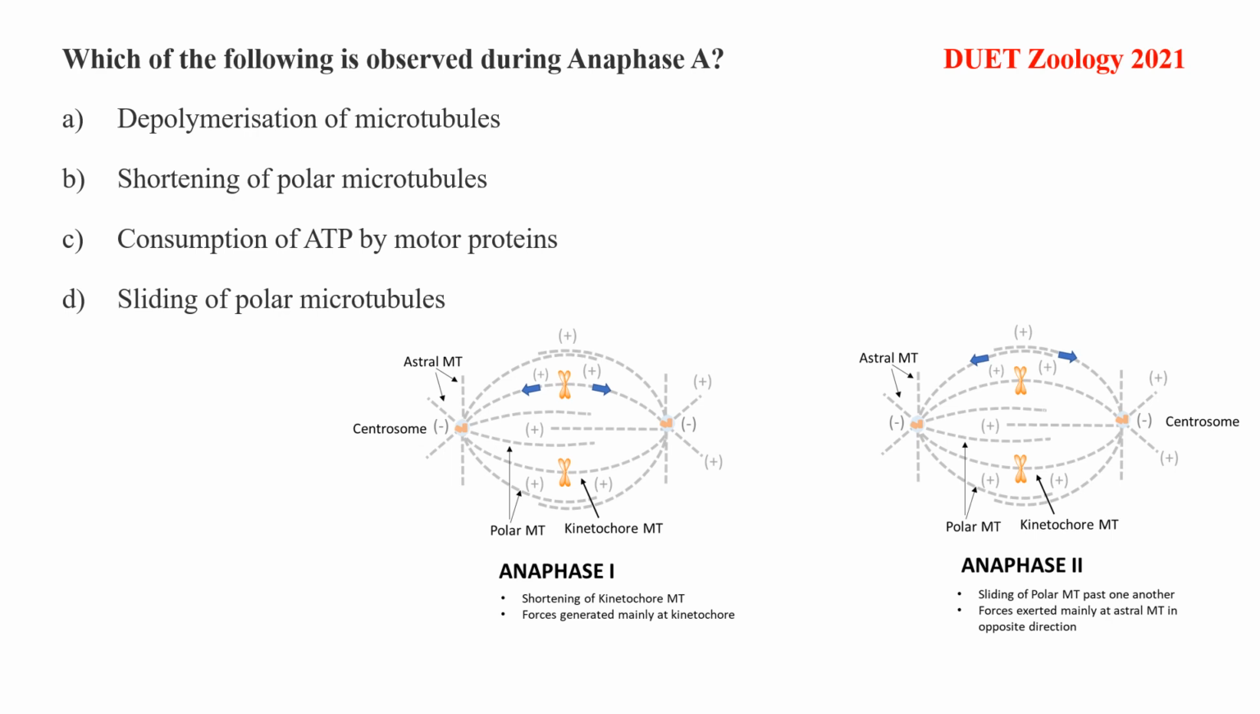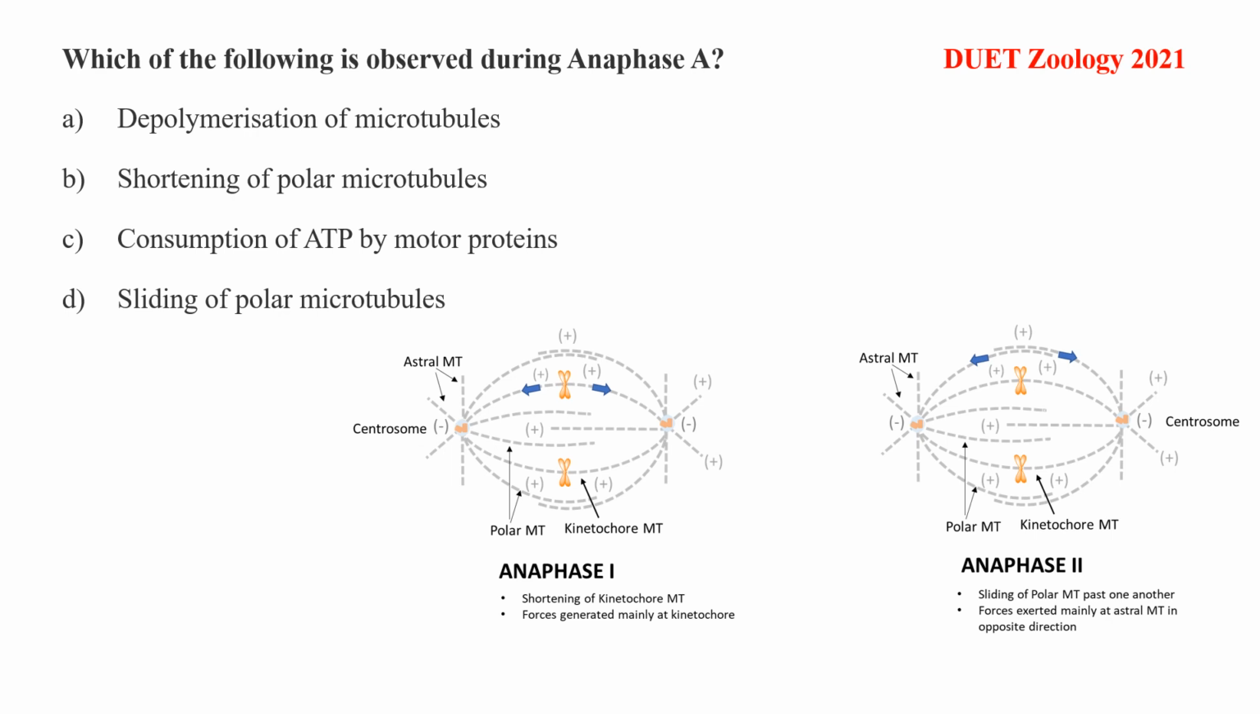So exactly what happens during anaphase A? There is a depolymerization of kinetochore microtubules, because of which there is a shortening of these microtubules, and this derives a force by which the chromosomes are forced to get separated and move towards the pole.